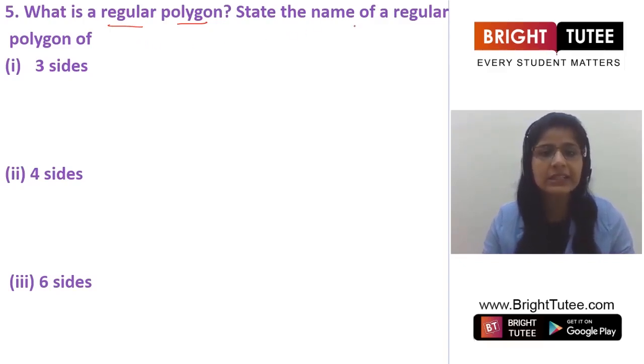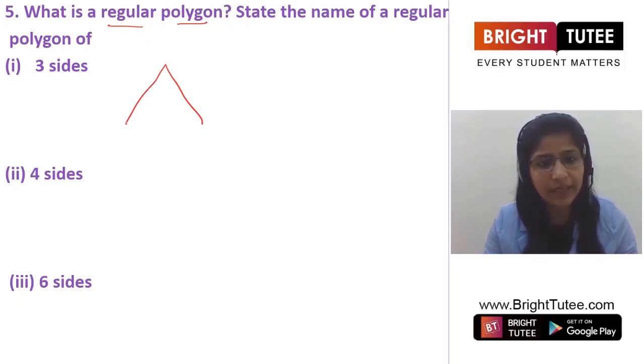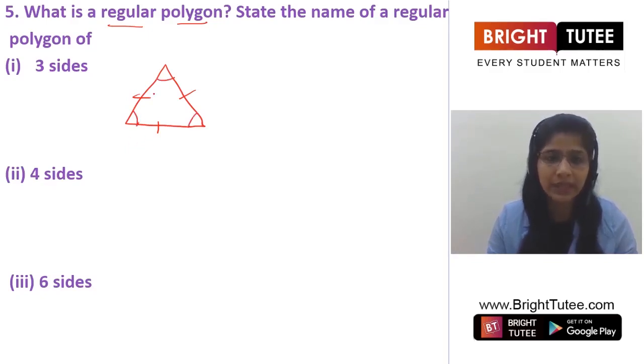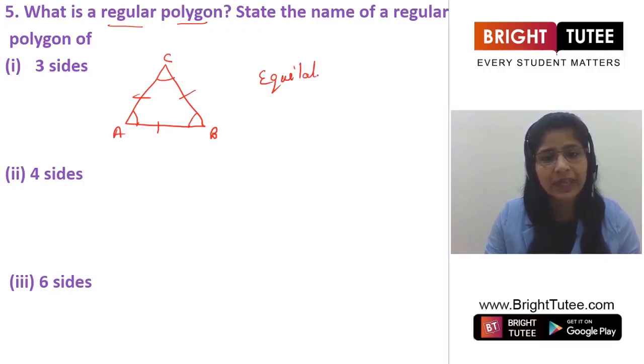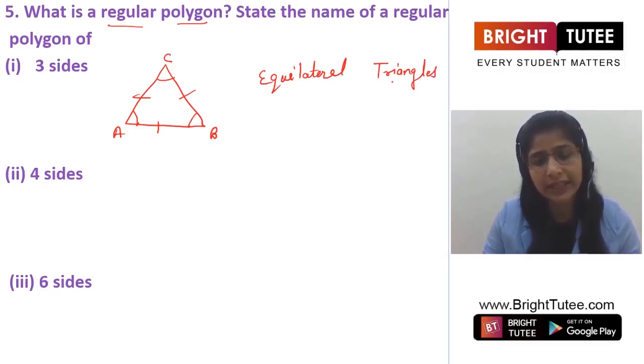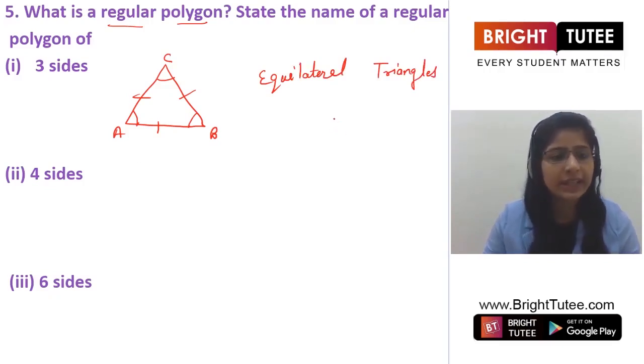They're asking us the name of a regular polygon of 3 sides. If a polygon has 3 sides, it will definitely be a triangle like this. Now it should be equiangular as well as equilateral, with all the sides equal and all the angles equal. That happens in an equilateral triangle. So ABC is an equilateral triangle, where all the sides and all the angles are equal, so it is known as a regular polygon.